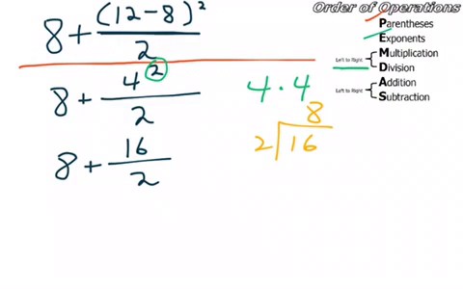So I'm going to rewrite again and put 8 plus 8. So I took care of my multiplication, division, and the last part is my addition or subtraction, whatever comes left to right. Well, I just have this addition right here. It equals 8 plus 8 is 16. So my final answer is 16 if I follow the correct order of operations.